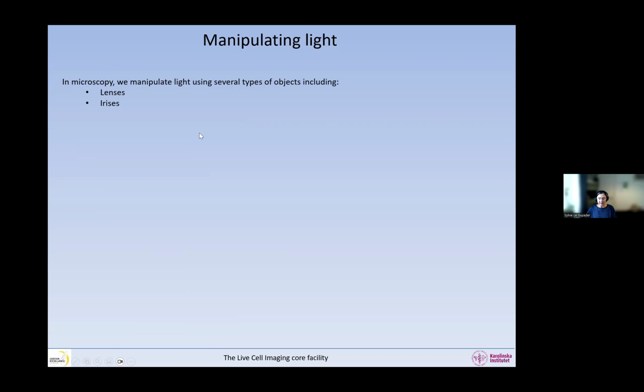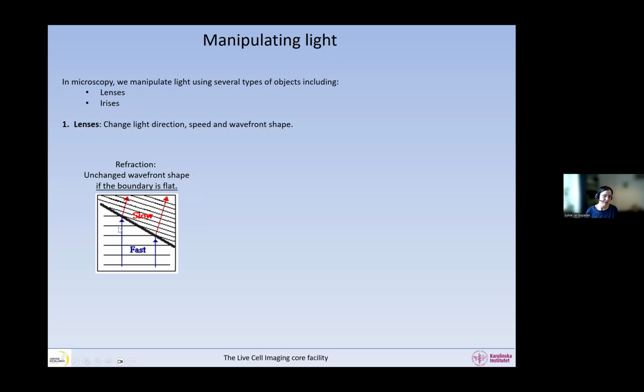So now I have just mentioned a little bit that we have diffraction and we have refraction in lenses. And so we can use lenses to manipulate light, and we can also use irises. So let's have a look at how we manipulate light using these 2 types of objects. So first, lenses. The light will change direction, speed, and wavefront shape. So wait a second, I told you that the wavefront shape was not changing when we have refraction, but this is only if the boundary is flat.